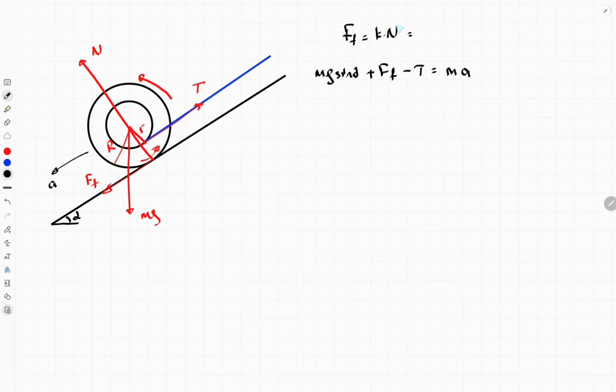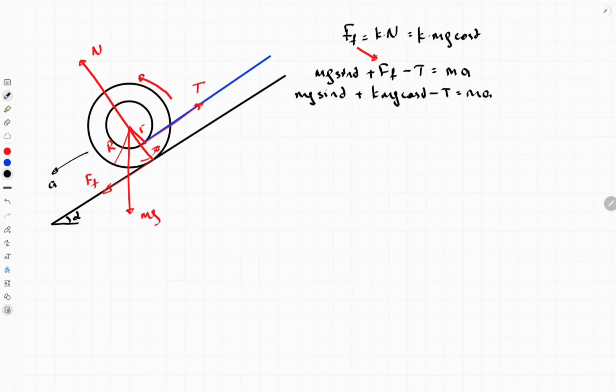We already mentioned that friction force reaches its maximum value, K times normal force. Normal force in this case, it's obvious, it's simple, mg cosine alpha. We can substitute it into this equation quickly, and let's see what we will see. K mg cosine alpha minus tension equal to ma. So this is Newton's second law.